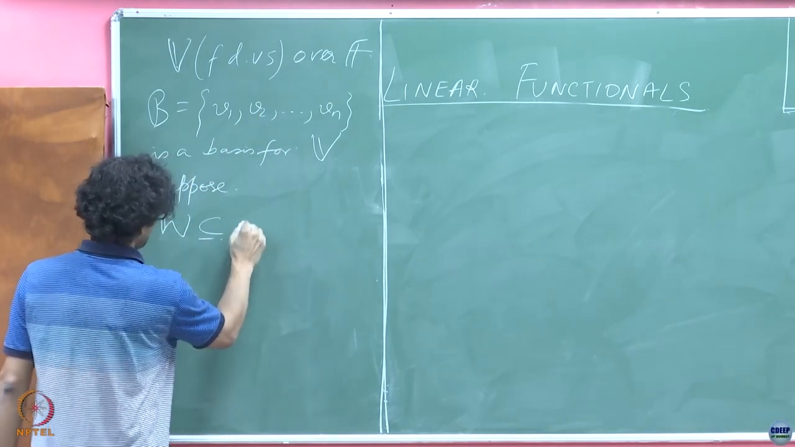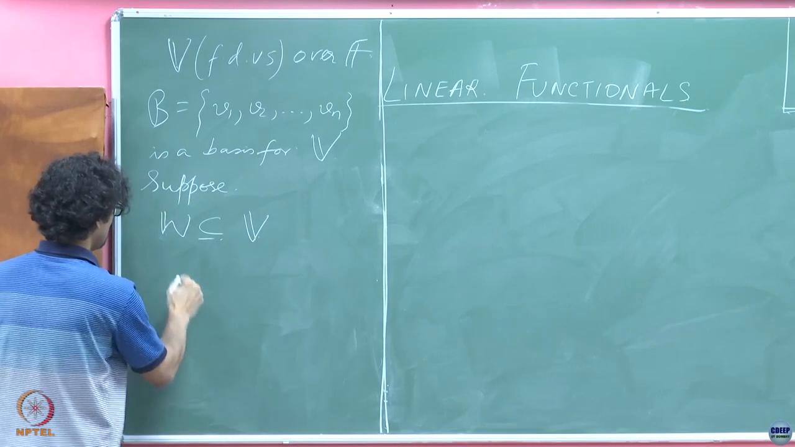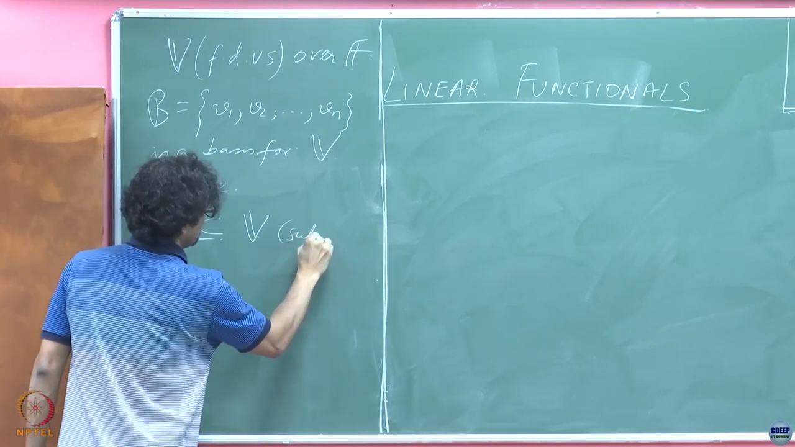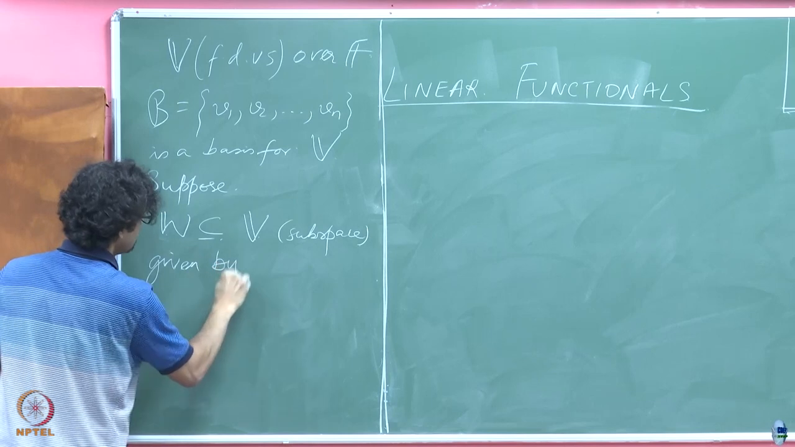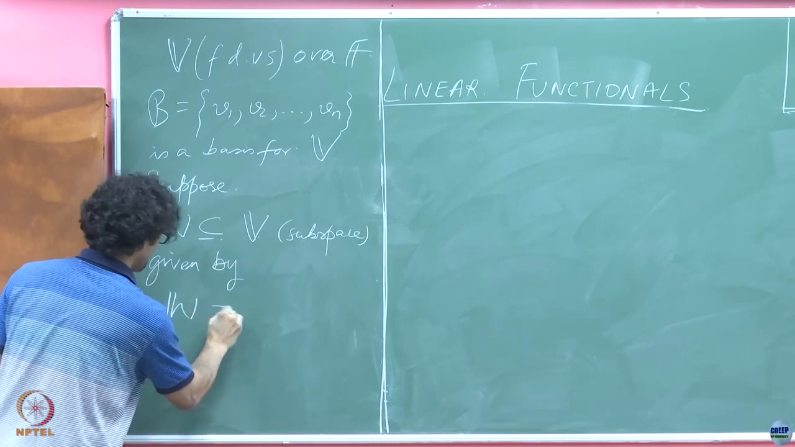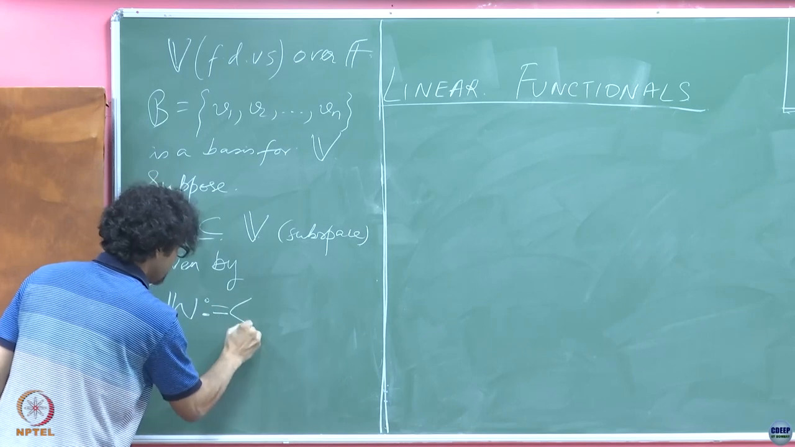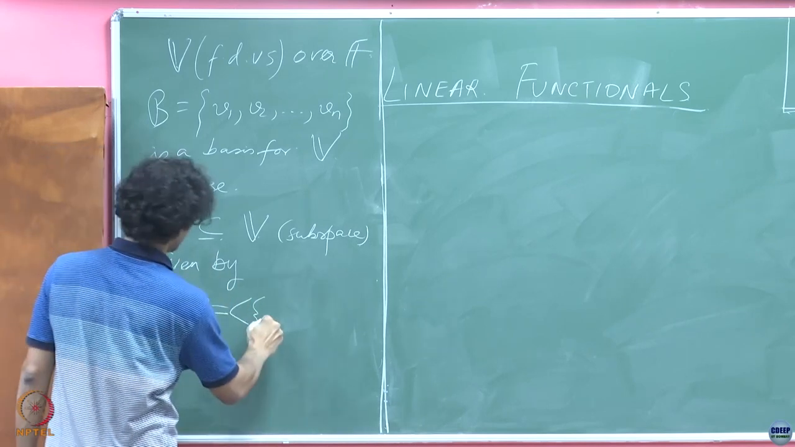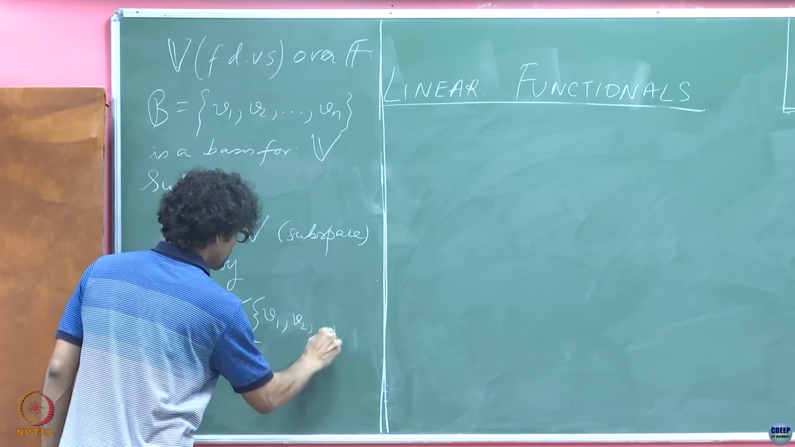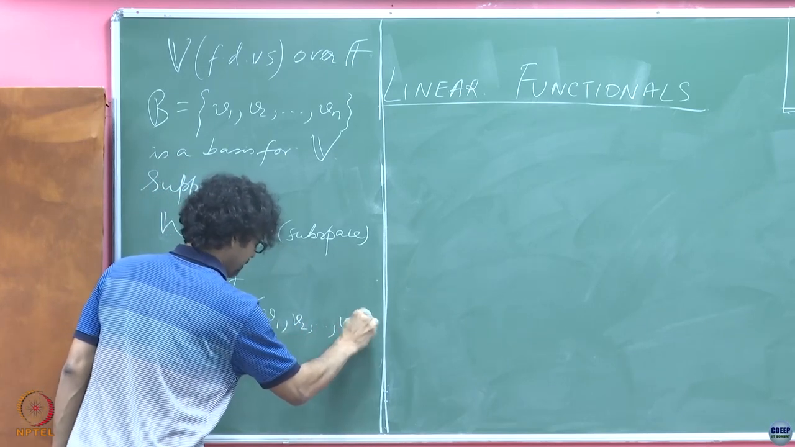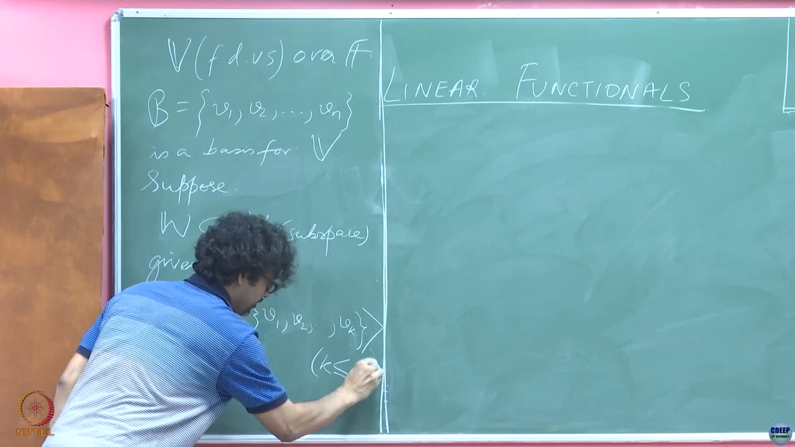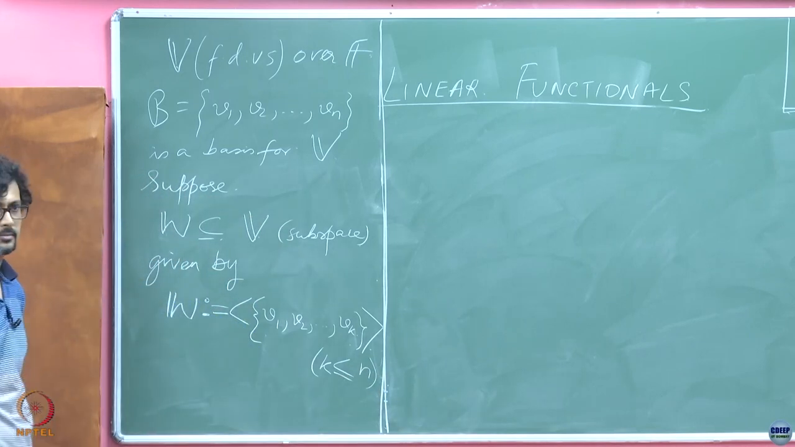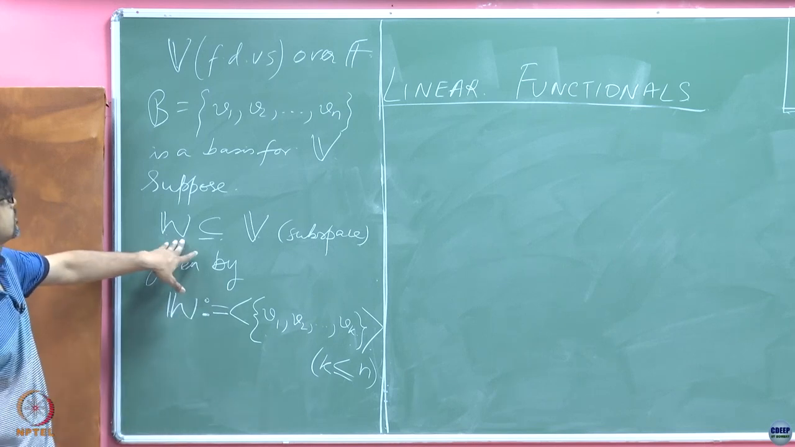Suppose W, which is a subspace of V, is given by W equal to the span of, say, V1, V2 till Vk, right? Of course, k is less than or equal to n, right? So W is of course a subspace sitting inside V.